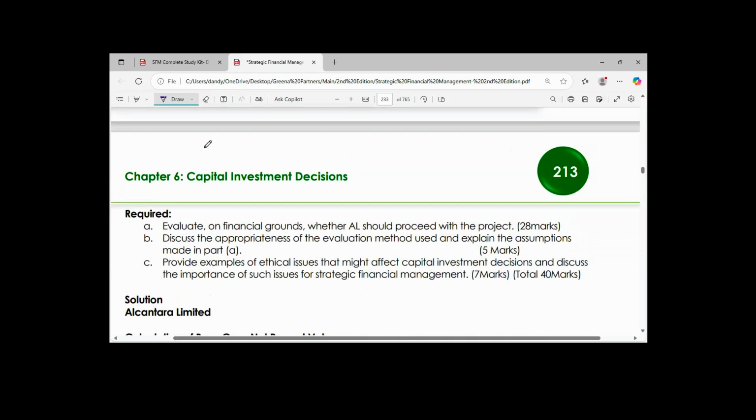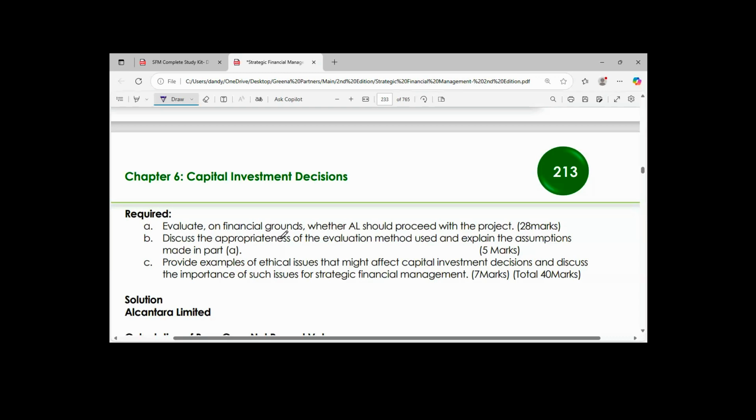Thank you very much. Yes, that is the question. You can see it is a very big one. From the requirements, number A, you have to evaluate on financial grounds whether AL should proceed with the project. So you can see in these requirements, you are not told which method to use to evaluate the project. So there's no difference between the structure of this question and when you want to use NPV, all right?